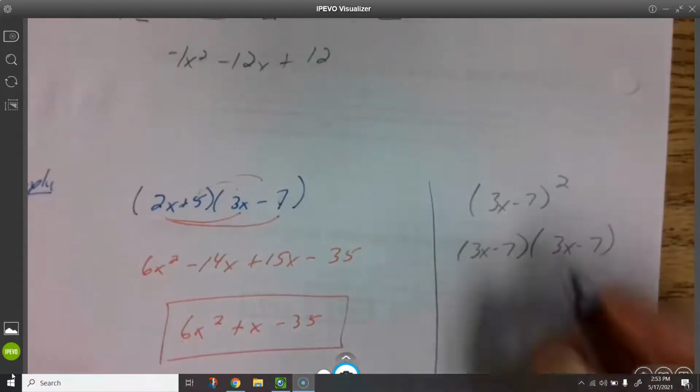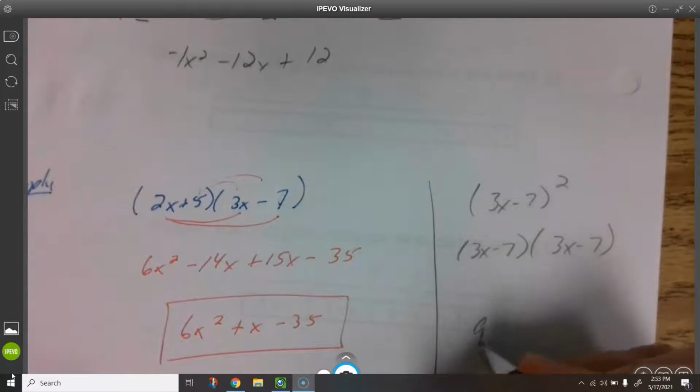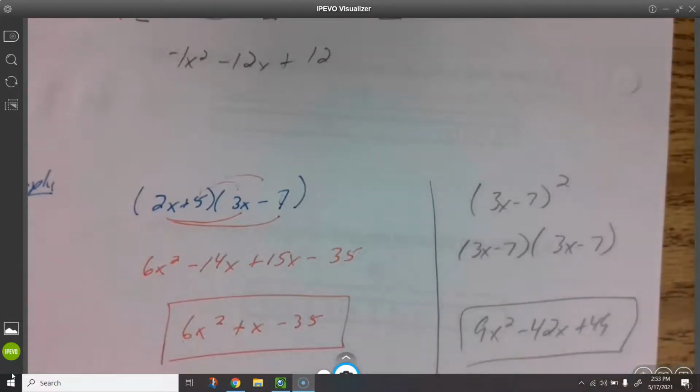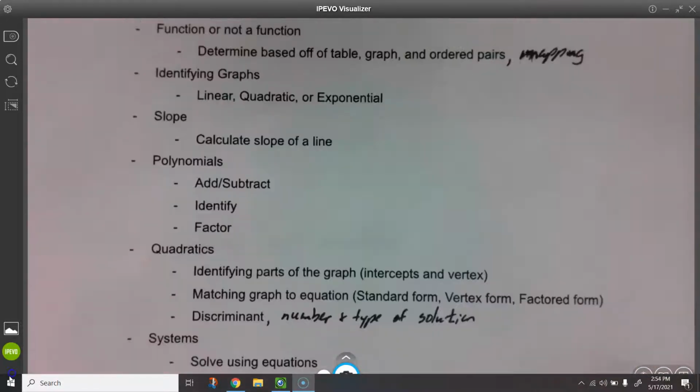And multiply. Okay? When you multiply, you're going to get 9x squared minus 42x plus 49. That would be your final answer. Yes, I did the shortcut. Okay? So let's see where we're at.